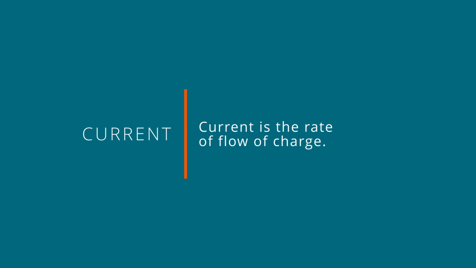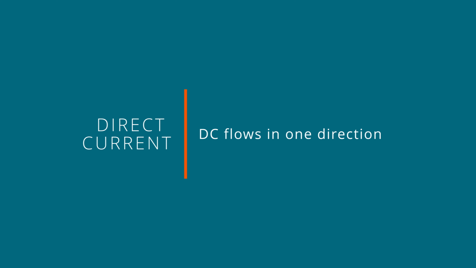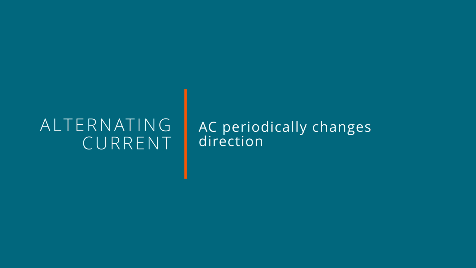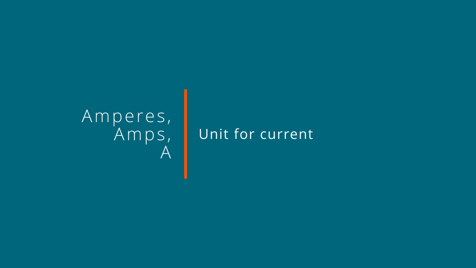Now, the rate of flow of that charge is what we call current. And current is either direct current, DC, which flows in one direction, or alternating current, AC, which periodically changes direction. The unit for current is amperes or amps, which is abbreviated by uppercase A. Those who deal with small values of current, that is current values that are below 1 amp, usually talk more in terms of milliamps or even microamps.